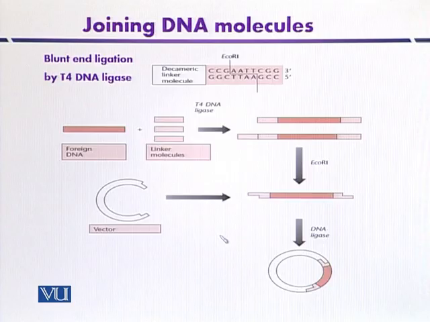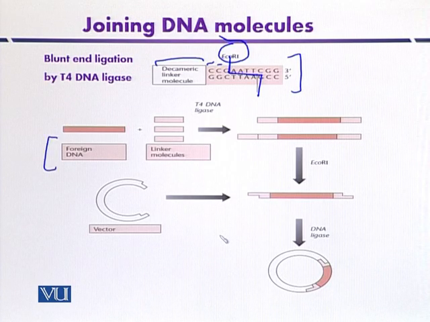Here we have a linker molecule called a decameric linker because it is composed of 10 bases, like C, C, G, A, T, T, C, C, G, and it also contains the restriction site for the enzyme EcoR1. We can join these linker molecules with foreign DNA or DNA fragments. The foreign DNA is mixed with synthetic linker molecules, and DNA ligase will mediate the joining here. This linker contains the restriction site for EcoR1.